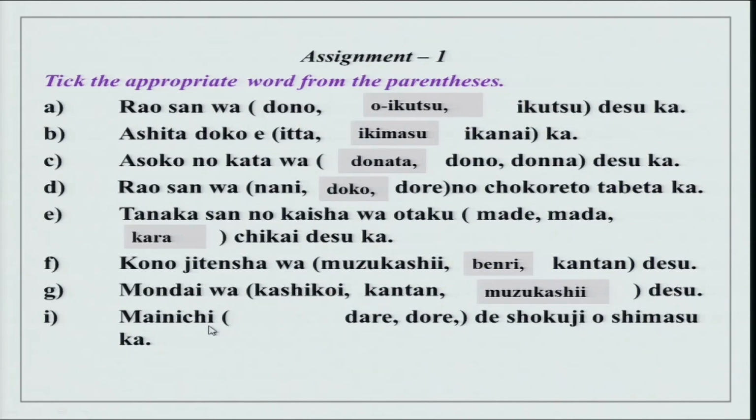Mainichi. Doko de shokuji o shimasu ka? Doko is where and de, place de, action o shimasu.